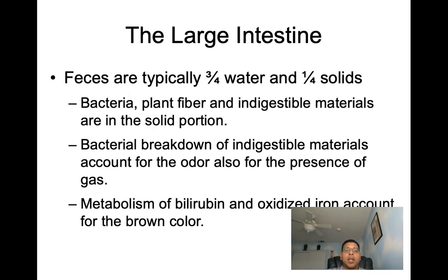Next, when we talk feces, feces are typically 3/4 water and 1/4 solids. And we talk about the components of feces. You can see feces will be made up of bacteria, plant fiber, and indigestible materials that are found in the solid portion. Bacterial breakdown of indigestible materials is going to account for the odor, also for the presence of gas. Metabolism of bilirubin and oxidized iron is going to account for the brown color.